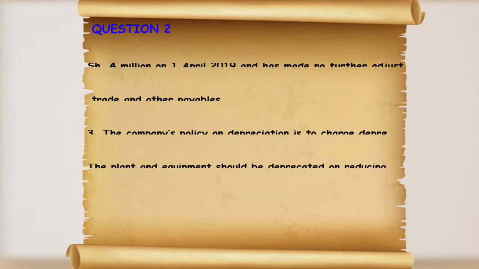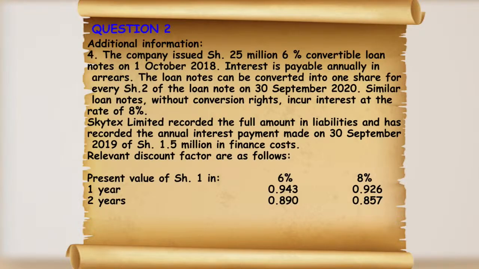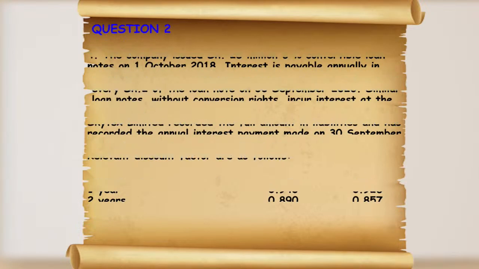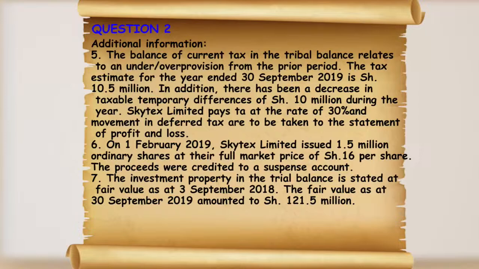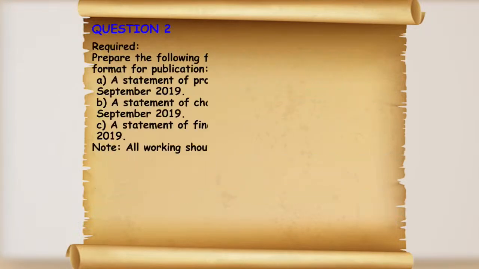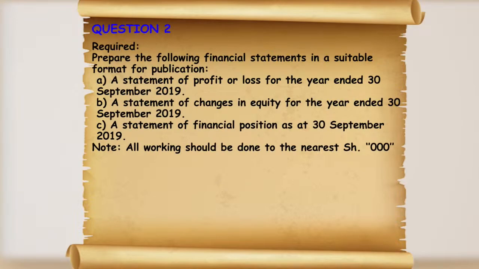And then if we go to the requirement there, we are required to prepare the following financial statements in a suitable format for publication. 1, a statement of profit or loss for the year ended 30th September 2019. 2, a statement of changes in equity for the same year. And number 3, a statement of financial position. And then we are told all workings should be done to the nearest 1,000 of a shilling.